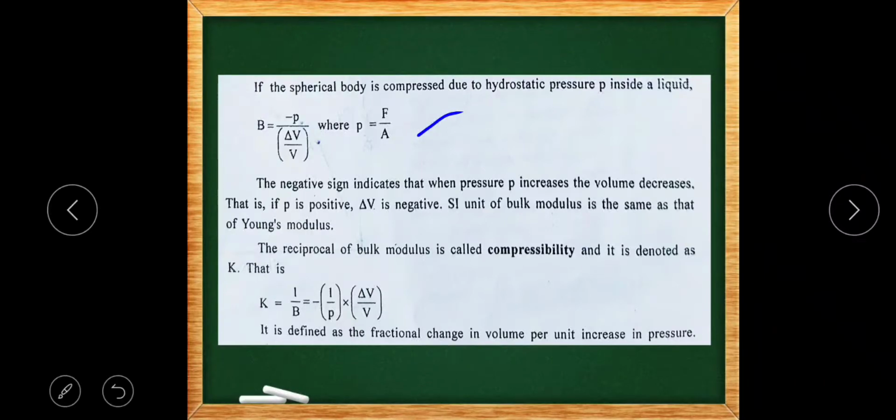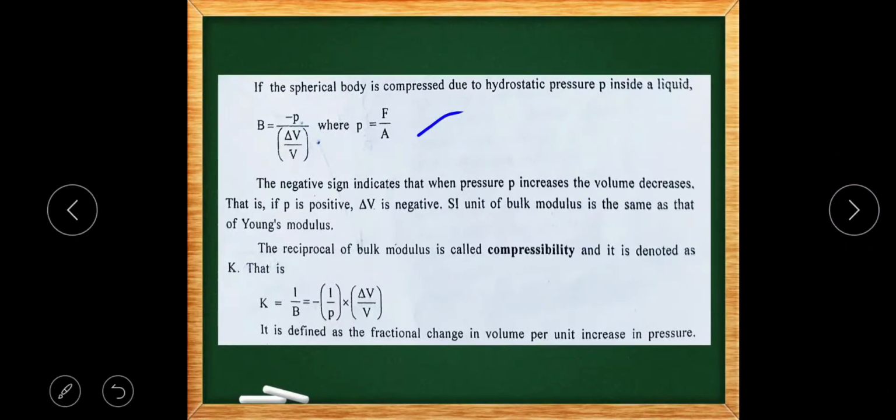So in Kannada we say pressure as ಒತ್ತಡ. Hence here the bulk modulus can be written as minus P by delta V by V, meaning here the F by A is replaced by minus P. The negative sign indicates that when pressure P increases, volume decreases.